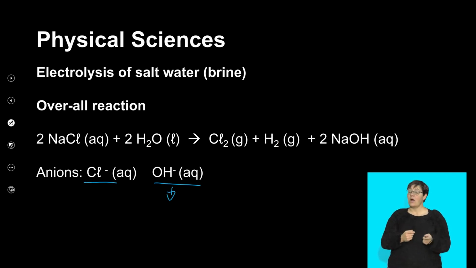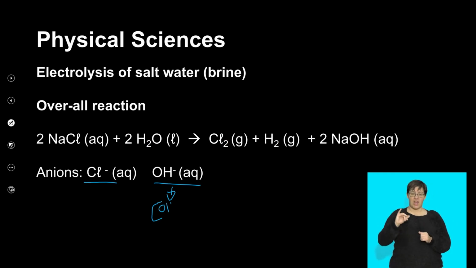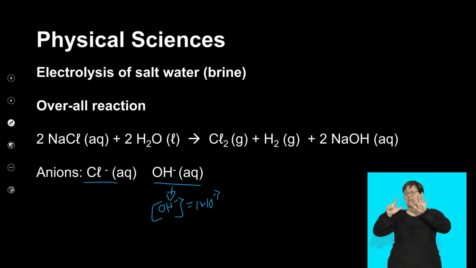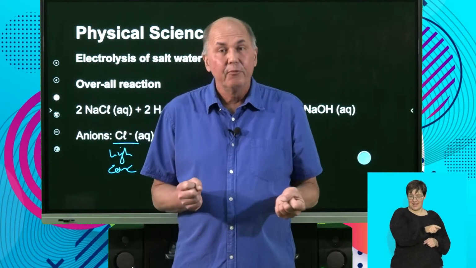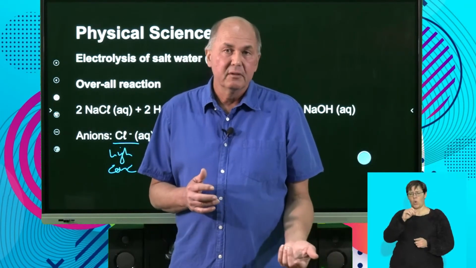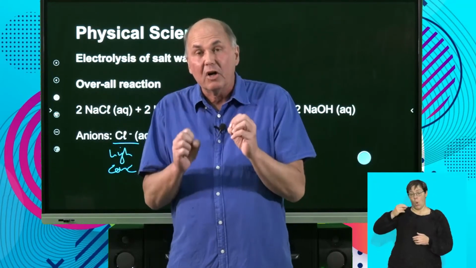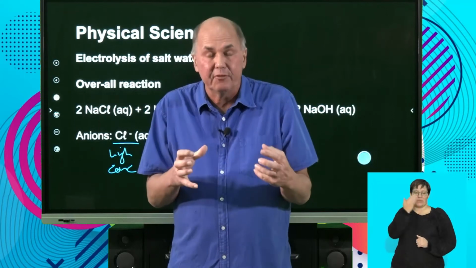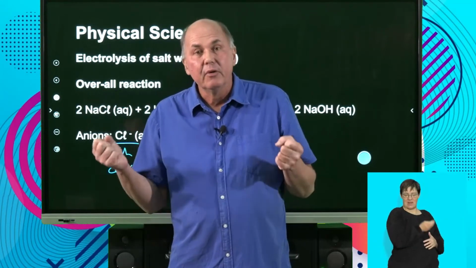The other reason we can ignore this one is there's a very low concentration. The concentration of the hydroxide ion here is very low. It's 1 × 10⁻⁷ moles per decimeter cubed, whereas this is in high concentration. So because of the concentration, the chloride ion is going to be preferred. Okay? We're not going to make oxygen instead of chlorine. And you have to understand that. Even though the hydroxide ion is a better reducing agent, there's not enough of it. And so there's too little. There's more chloride ions there, we're going to get chlorine.